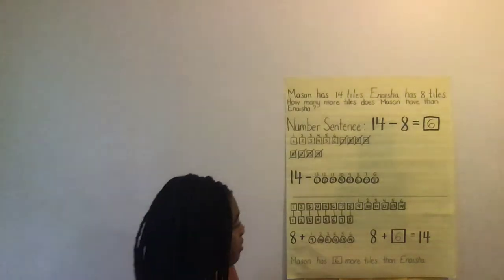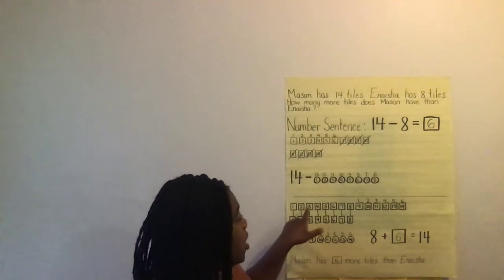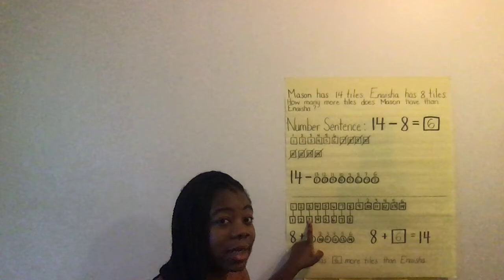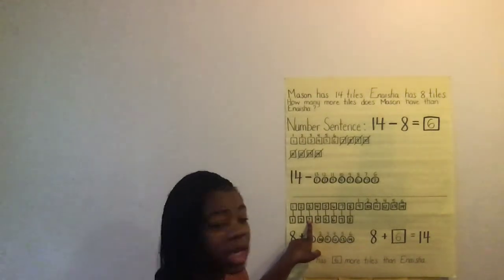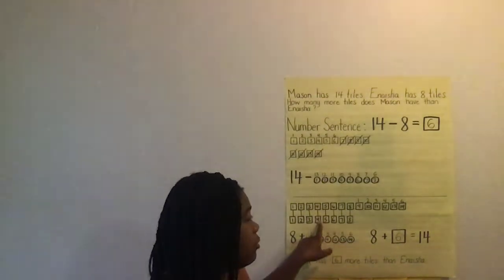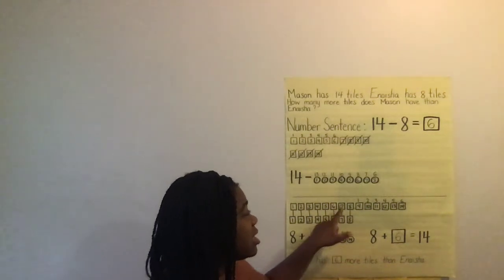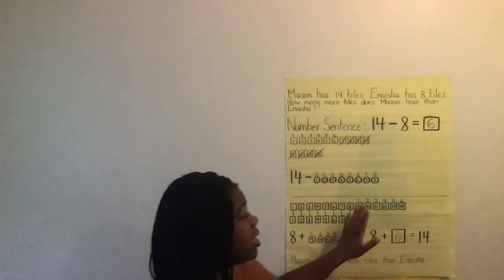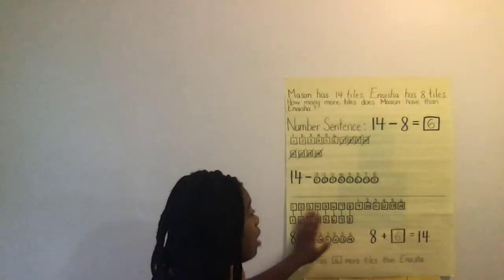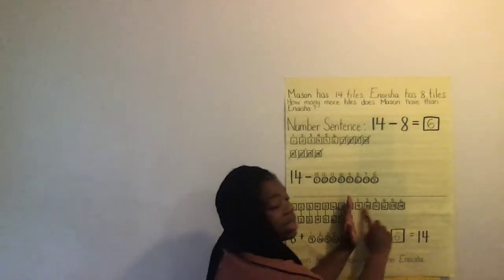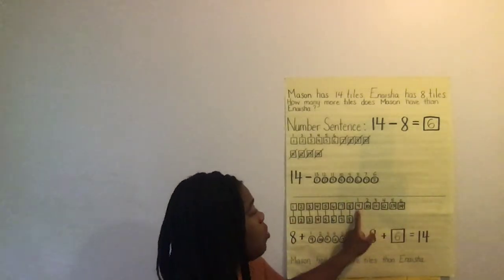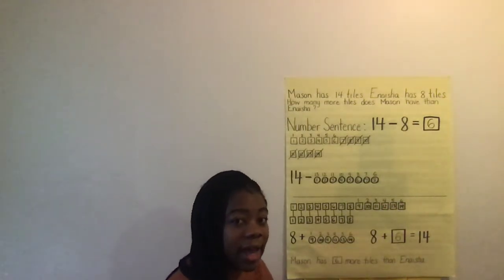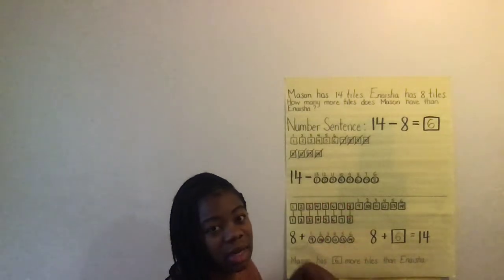So let's look at what's the same. 1 and 1, 2 and 2, 3 and 3. You'll see a line being drawn between each number that matches to help us line it up. 4 and 4, 5 and 5, 6 and 6, 7 and 7, 8 and 8. This is all that they have that's the same, and then these are what's left. This is how much more Mason has than Enasia. So we can count those. 1, 2, 3, 4, 5, 6. There's 6 more tiles in Mason's pile than there is in Enasia's pile.